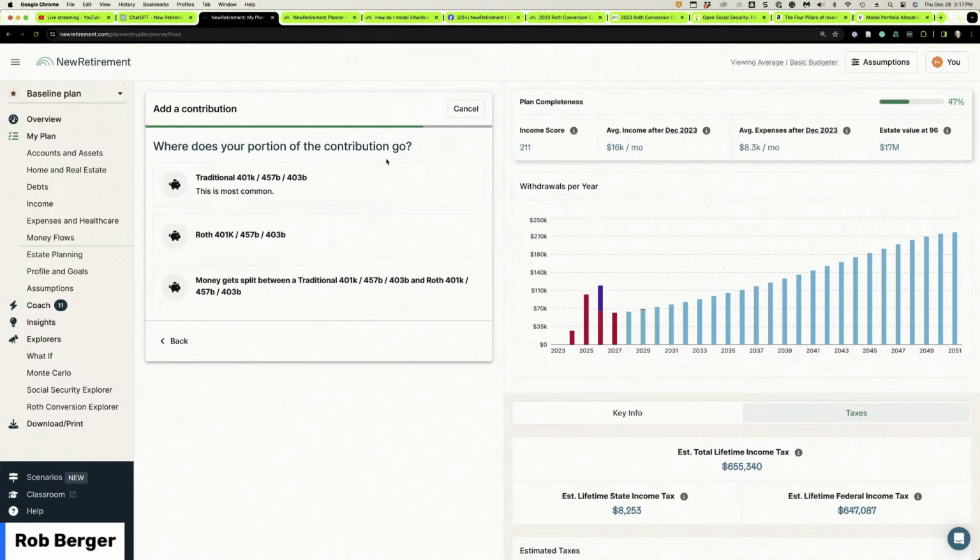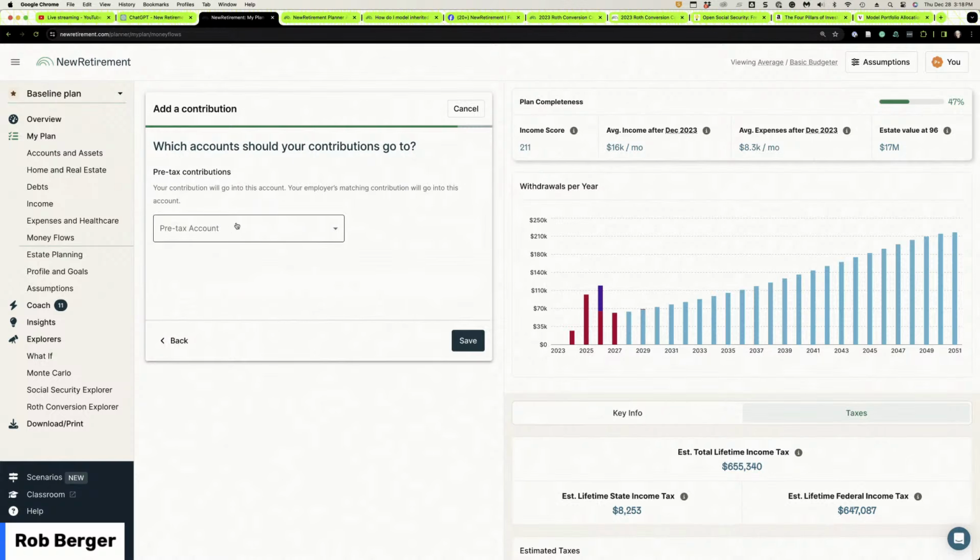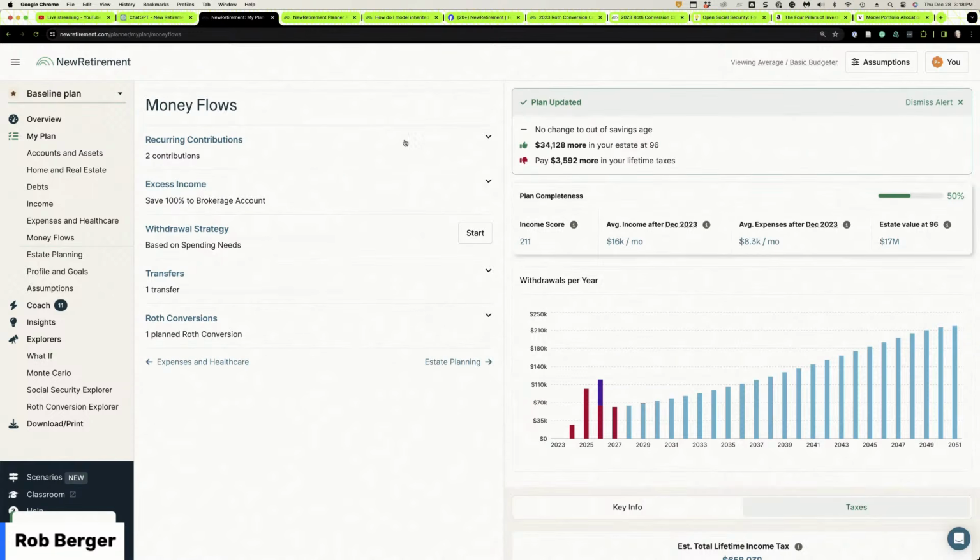Where does your portion of the contribution go? The reason they're asking this is because you could be contributing to a Roth and the employer's matching could be going to traditional, but we won't get into all of that. You pick your pre-tax account. And there you go. I think that should cover you.